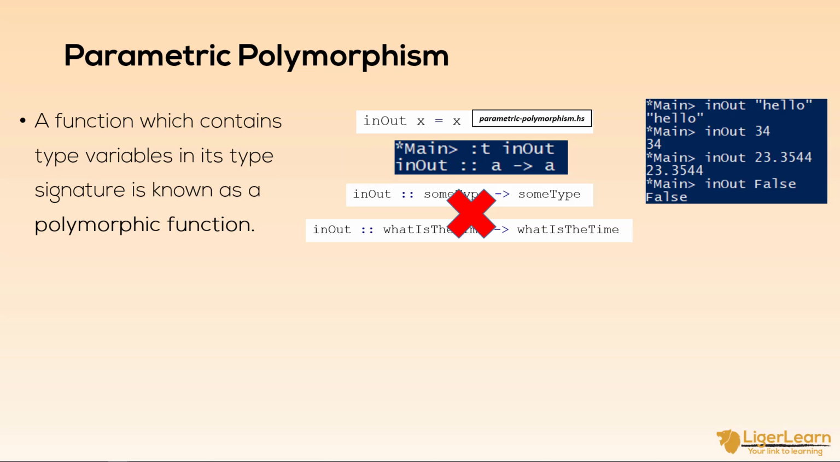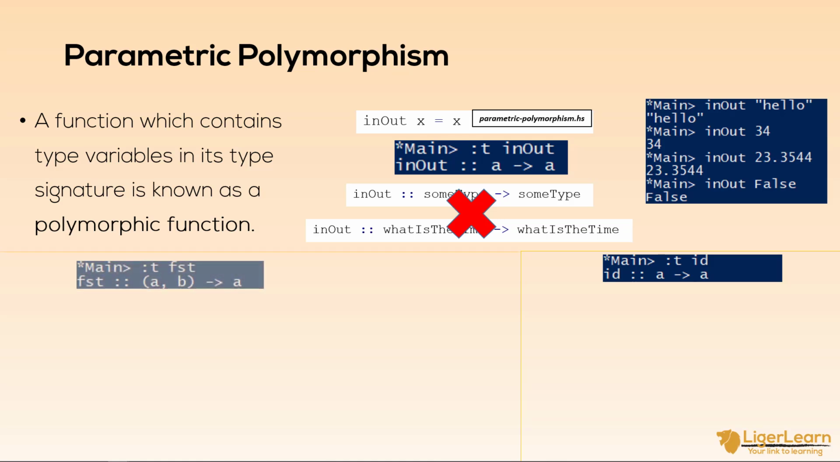There is already an inbuilt function which is defined in the same way we have defined inout. That function is called id. You can see the type signature for id matches the one we see for inout. Let's explore a few more built-in polymorphic functions. There is the fst function, which is pronounced first. It takes a tuple of type a and b and returns a.